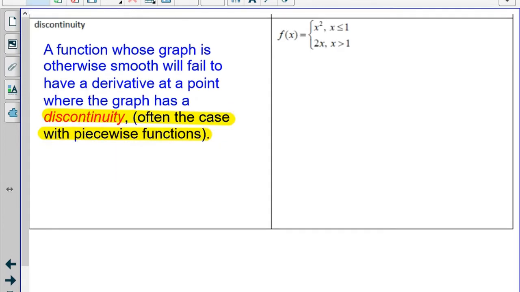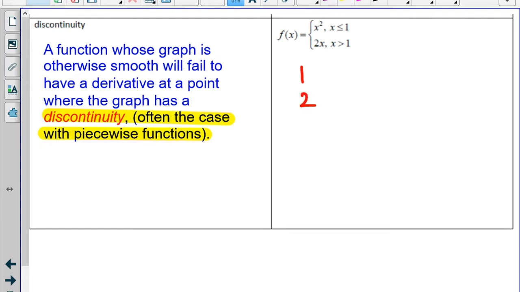Okay, finally, a discontinuity. A discontinuity is a function whose graph is failing to have a derivative at a point because the function doesn't actually have the same value on both sides. So if we take a look at this one, we end up with on the left, it's equal to 1, and on the right, it's equal to 2.